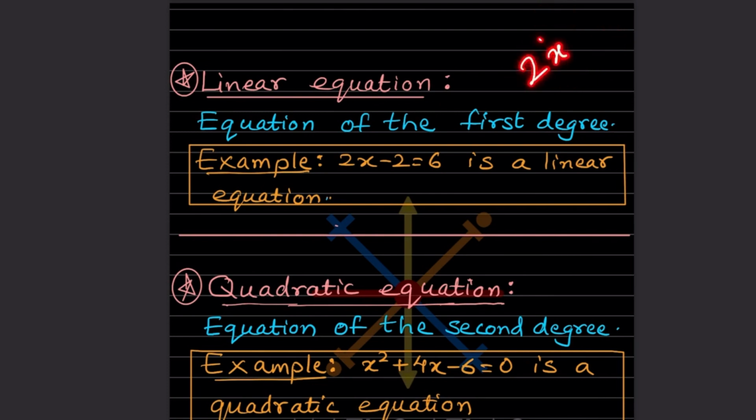So when I write here 2x square, what does this say? The exponent 2 on this x means that it is of the second degree. Here we have only x, which is single. So this is a linear equation. 2x minus 2 is equal to 6 is a linear equation.